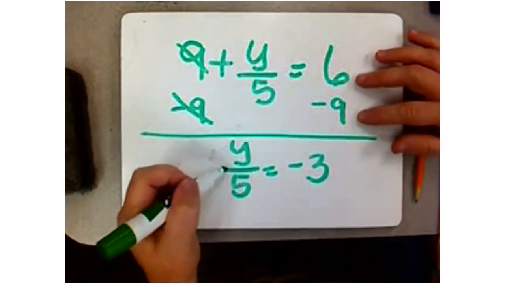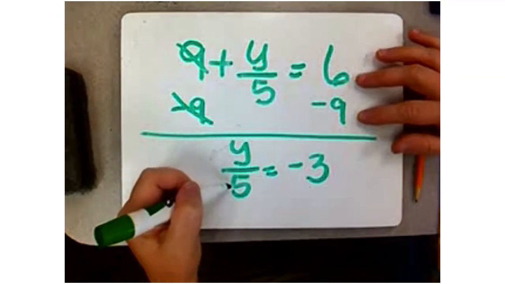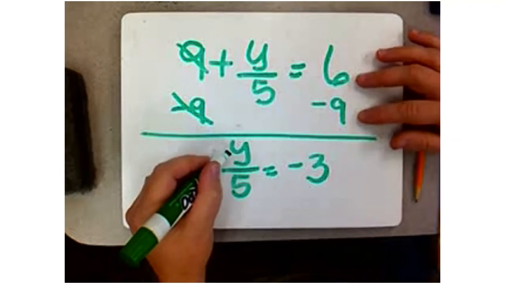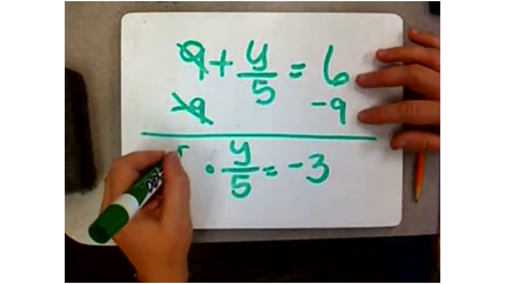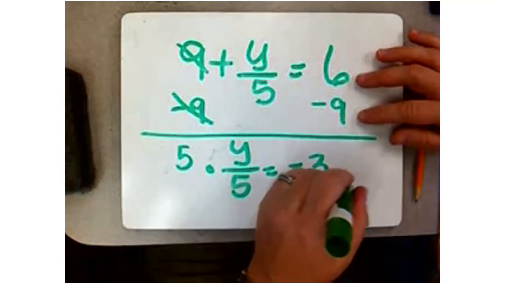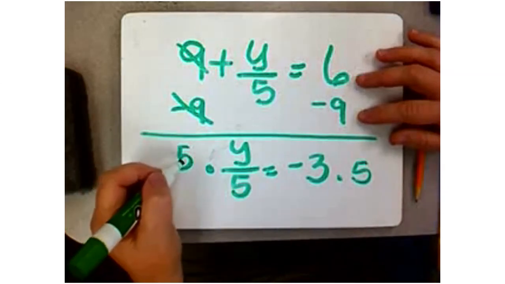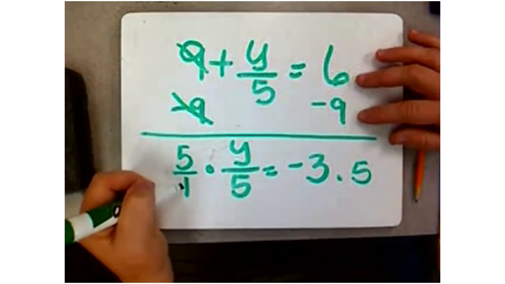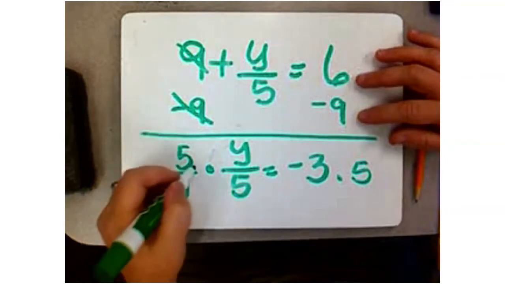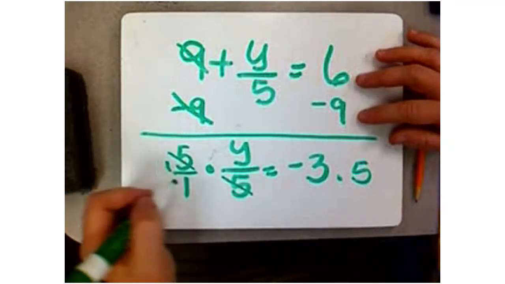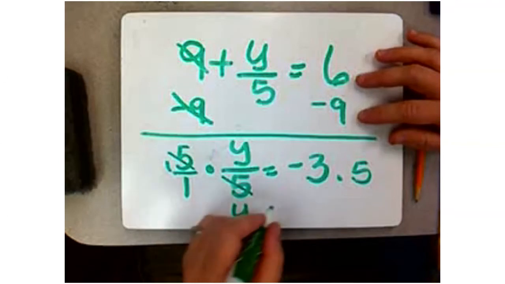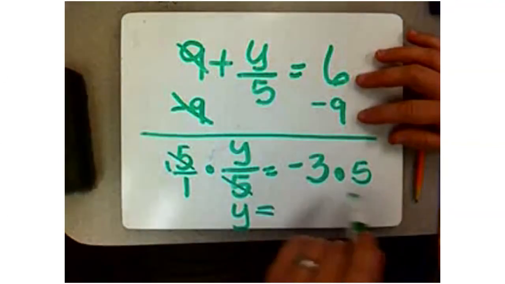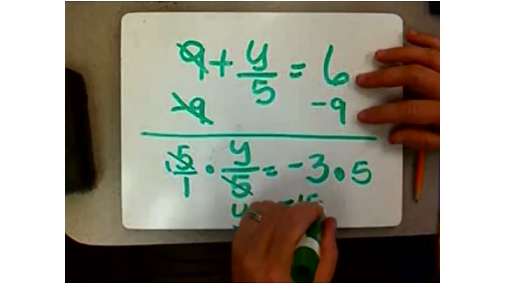Now, y over 5, that over 5 actually means division. Y divided by 5. So to undo division, we're going to do multiplication. So we're going to multiply by 5 on both sides. If you wanted to, you could put it as 5 over 1. We kind of looked at this yesterday. We could cancel the 5s, and we have 1 times 1 times 1 times 1 is our y, right? And then on the other side, times 5. We have negative 3 times 5 is a negative 15.